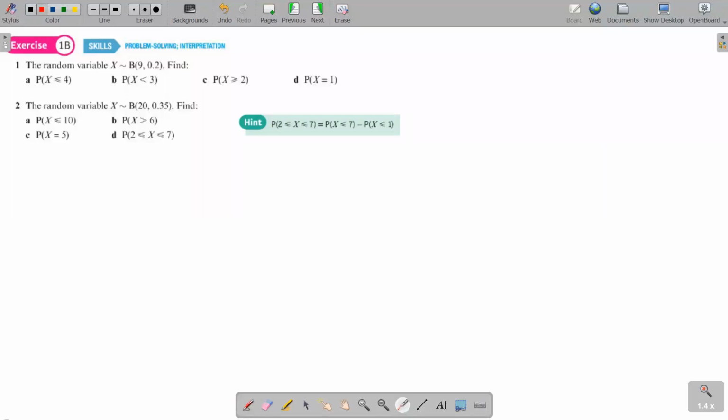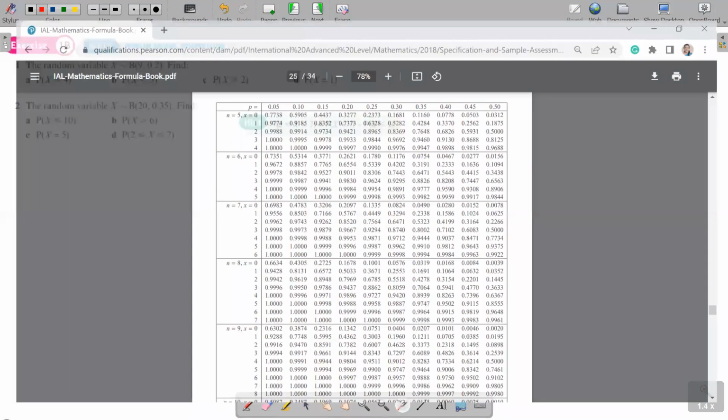Okay, guys, so let's now move to question number 2. In question number 2, they say the random variable x follows a binomial distribution with n equal to 20 and probability of success 0.35. So they want you to find these probabilities. Okay, so let's see how it's done. The first thing you should do here is go to the correct binomial table, because the binomial table now has an n value of 20. Are you with me? So go to the binomial table and go to the n value 20.